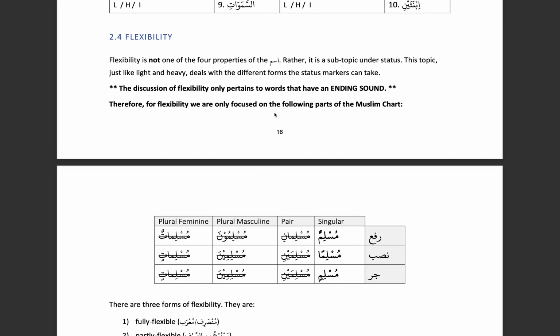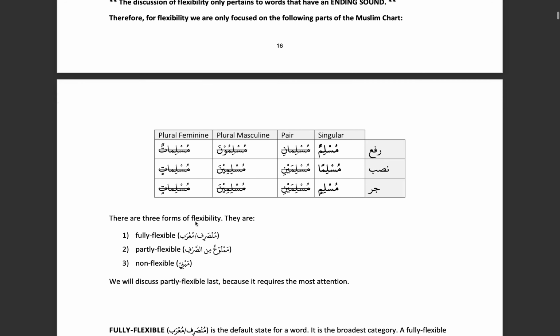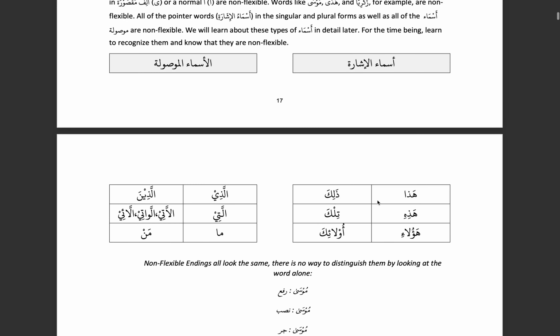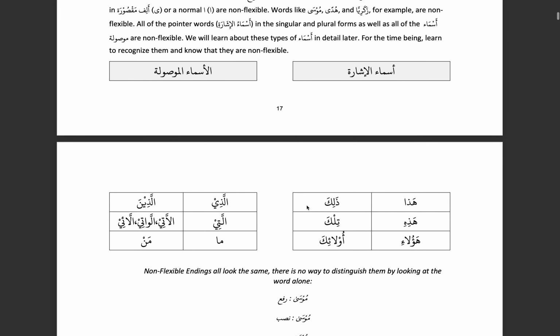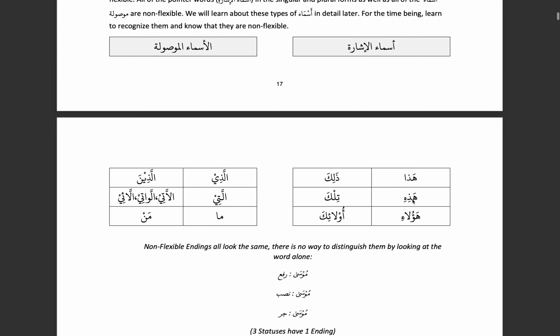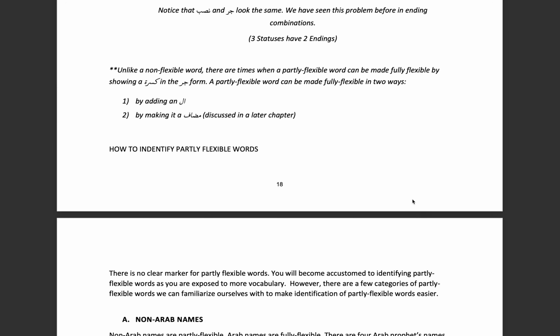So, but quickly, just to recap about flexibility, we're only concerned about the ending sound. Of course, that's only in the singular form, as we can see here, like Muslim, Muslim, and Muslimin. Of course, we are not concerned with the dual or the plural form. And of course, also the Ism Mawsul. We are talking about here the singular and also the plural form, that they are non-flexible. However, for the dual form, like for example, hadani, ahatani, and all this, they might also be partly flexible. So for day 6, we were focusing more on how to identify partly flexible words.